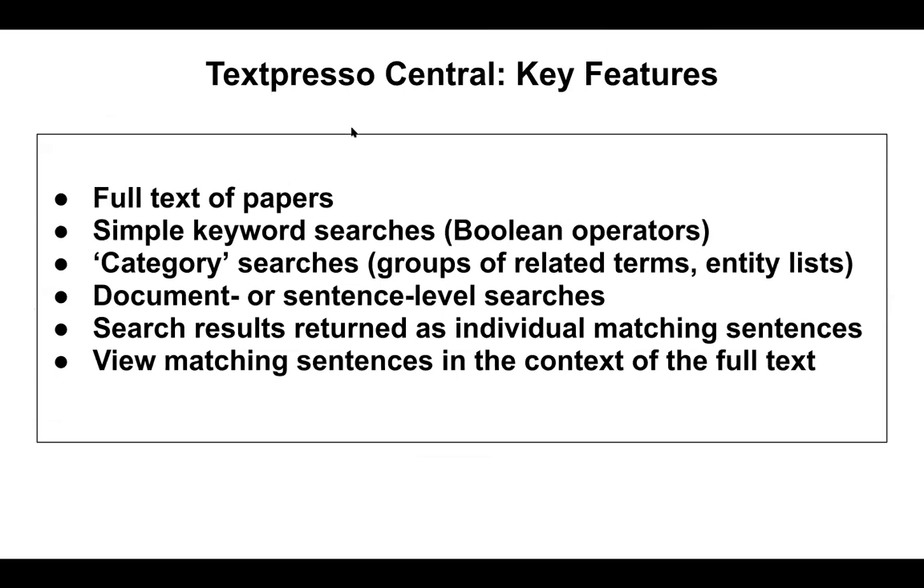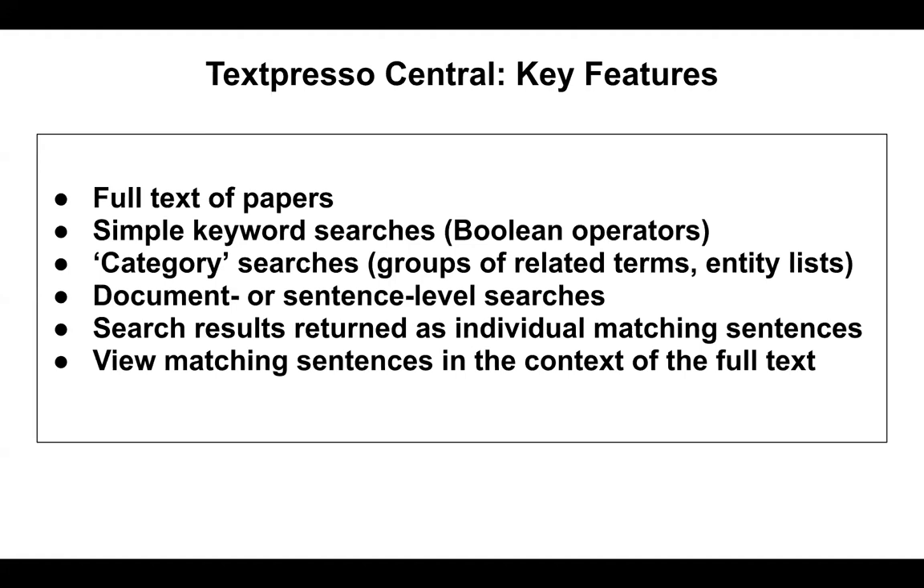So like I've said, it has the full text of the papers that we have in the C. elegans bibliography. You can perform simple keyword searches on the Texpresso corpus. You can also combine those with Boolean operators. You can perform category searches. So categories are either groups of related terms or entity lists. And that can help for performing broad searches.